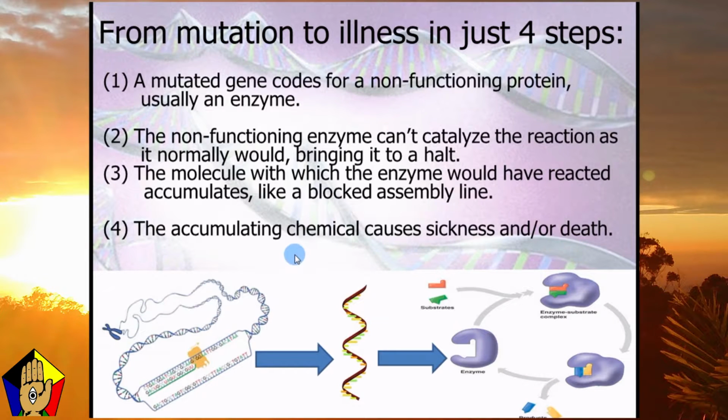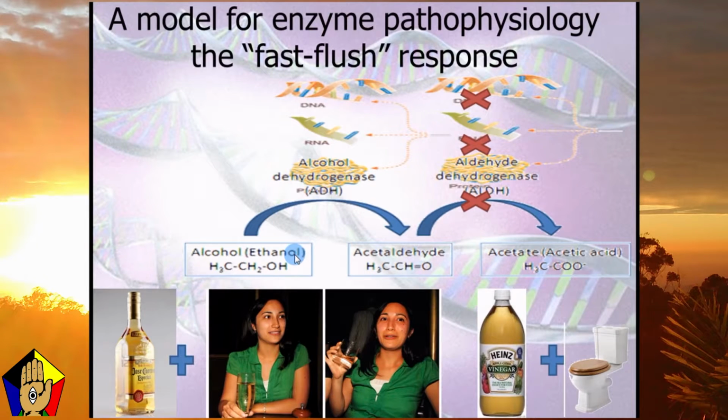Right? So let's give another example. This is kind of more of an inconvenient, not usually lethal, but a model enzyme for pathophysiology would be something called the fast flush response. And this is kind of interesting because we talked about this pathway a little bit before, where you drink alcohol, alcohol meets up with an enzyme that turns into acetaldehyde. Okay? Acetaldehyde is actually what gives you that drunk feeling, that intoxicated feeling. Alcohol is more of a toxin, it's actually really dangerous.